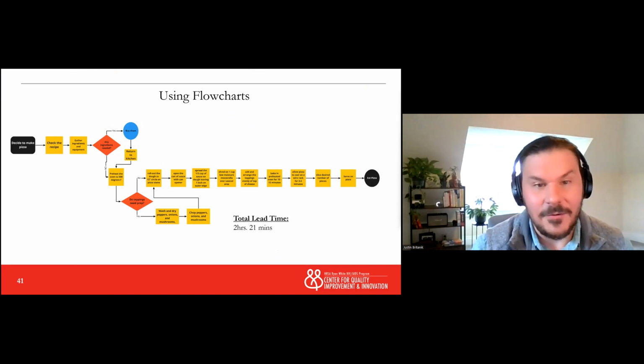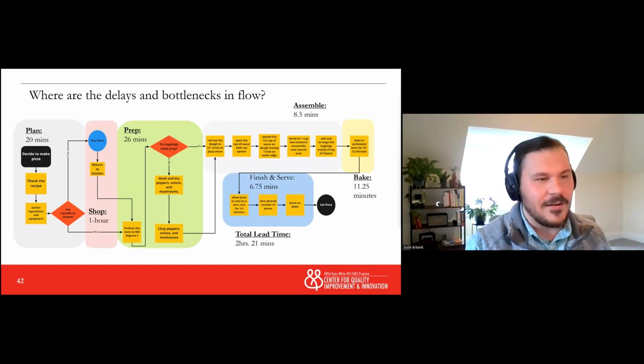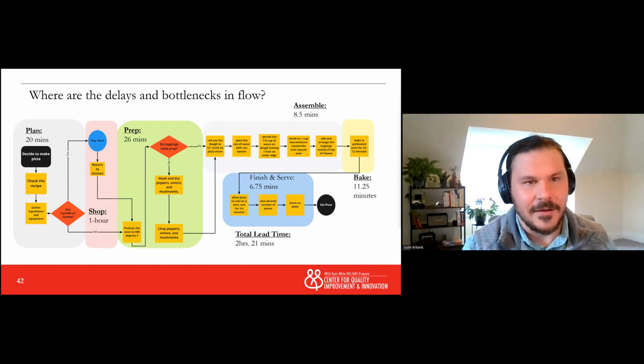So it takes almost 2.5 hours from when I decide I'm ready to make this pizza until it's made. If I was going to optimize the bottlenecks and delays, we're looking at this map. I'll give everyone a few minutes to look at it. I made it into a swim lane map of sorts. I started breaking it down by phase.